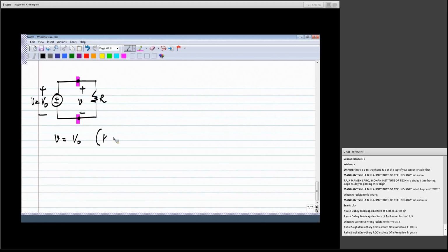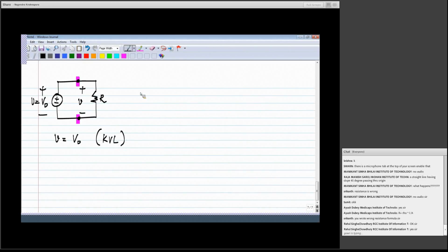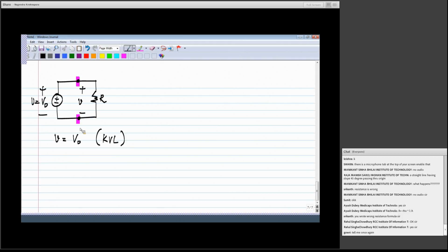This is by KVL, and this is so obvious that we don't think of it as application of Kirchhoff's voltage law, but that's what we are doing here. Okay. Now, because voltage V0 is applied across the resistor, a current I, which is V by R, which is V0 divided by R, will flow through the resistor. Okay. And that of course has to come from the voltage source. So the voltage source will supply a current of V0 by R. Okay.